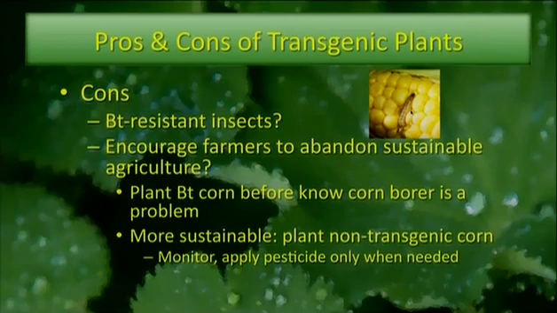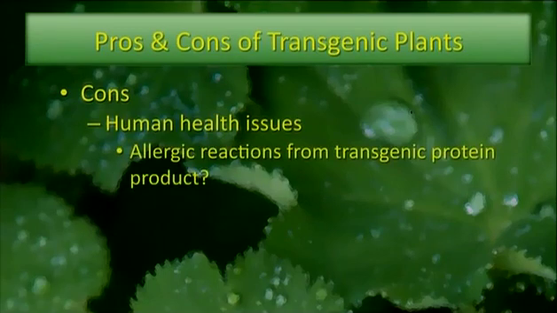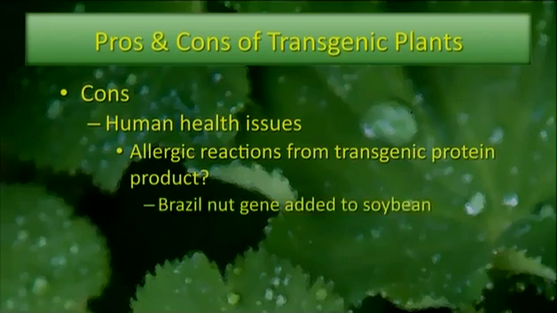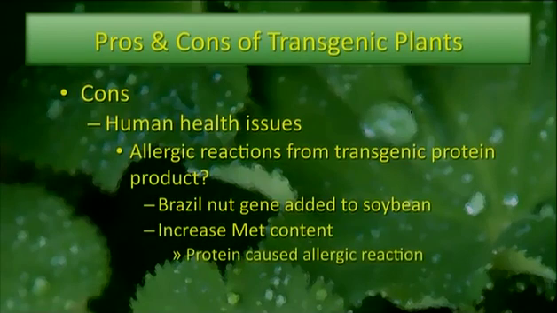Now another con is the human health issues. Maybe people get allergic reactions from transgenic protein product. What they had done is they put a Brazil nut gene and inserted it into soybean to increase the content of methionine, which is low in beans. Okay, and this protein caused allergic reaction to some people who ate it. So they abandoned that project.